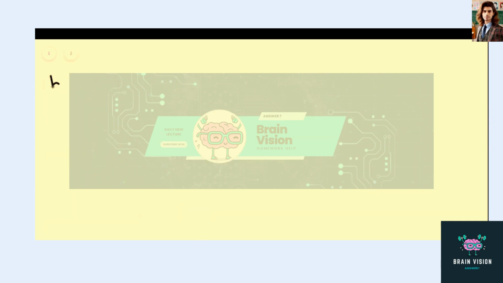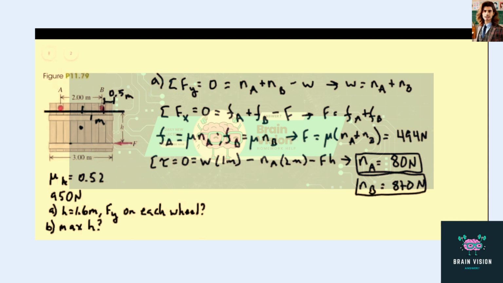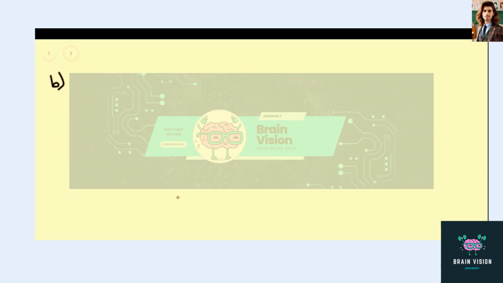So for part B, we want to find the maximum value of H that we can have before one or the other of these leaves the track. It would be A that'll leave the track, because again it's trying to rotate it this way. So this will lift off, pivoting about this point. So in this case, NA and fA will be 0 because wheel A is about to leave the track.